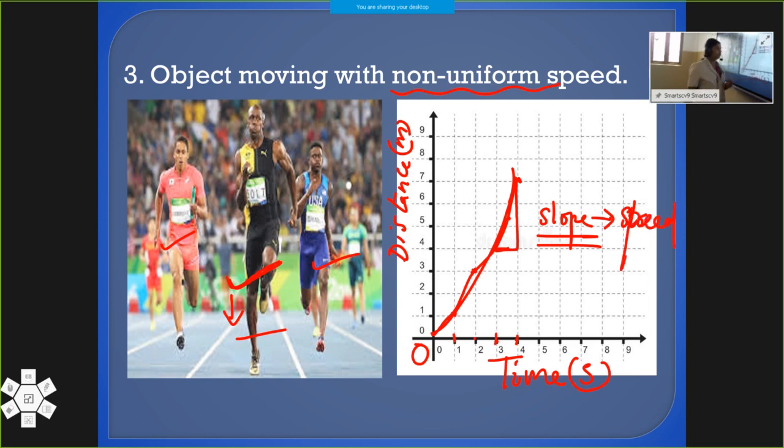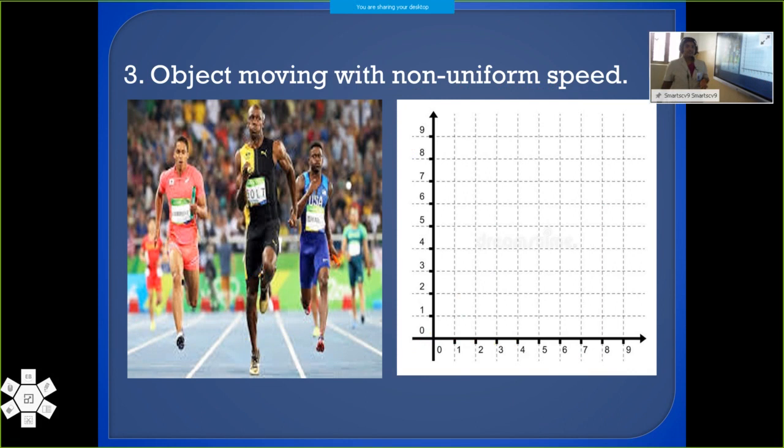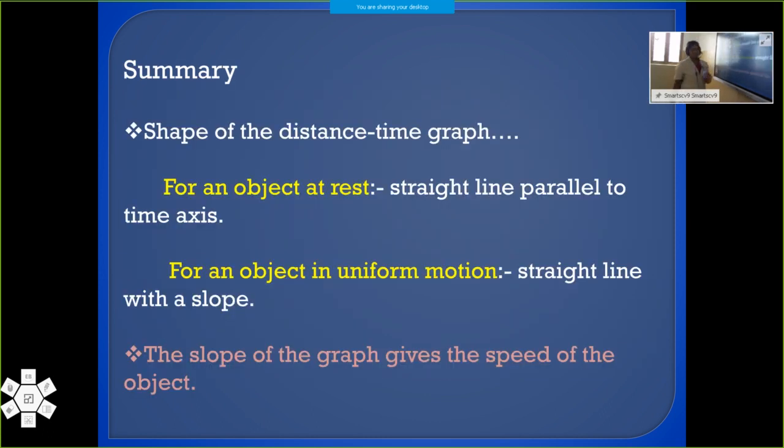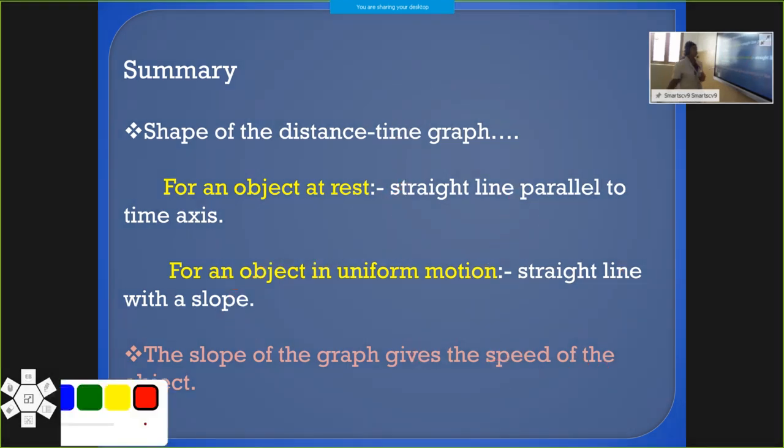Speed can be found out by taking the slope of the graph, that is y by x. So these are the 3 states, and we have represented the motion using a distance-time graph, a graph drawn with time along the x-axis and distance along the y-axis. And we have seen the shape of the distance-time graph.